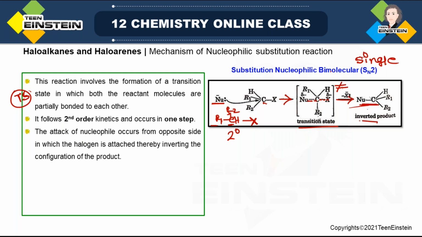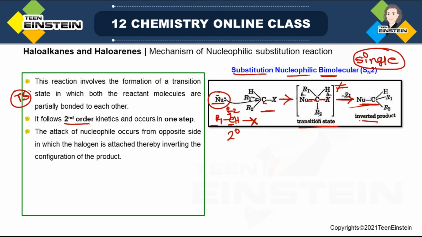Now why is it bimolecular, which is the main difference from SN1? Because SN1 is also a substitution with a nucleophile, but that is unimolecular. Now we are using the term bimolecular. The reason is it is a single step reaction, so you don't have any rate determining step. In this single step reaction, both the nucleophile as well as the alkyl halide, 2 molecules, are involved, so that is why it is bimolecular.